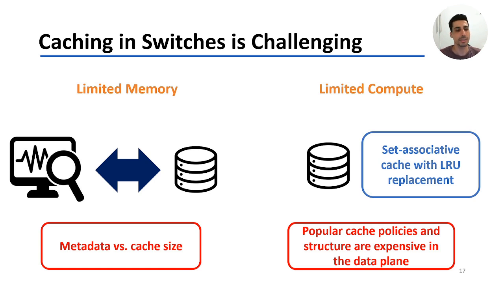While caching in switches offers significant benefits, it also presents challenges. Switches have limited compute and memory resources, making it very difficult to implement complex cache policies and data structures. Having large data sketches to find popular mappings can be helpful in deciding which mappings to cache, but on the other hand, it also consumes memory, so it reduces the cache size. Popular cache policies like LRU can be expensive and impractical in the data plane, so therefore we need to design efficient caching mechanisms that can work within these constraints.